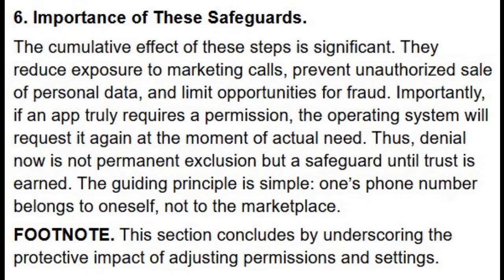6. Importance of these safeguards. The cumulative effect of these steps is significant. They reduce exposure to marketing calls, prevent unauthorized sale of personal data, and limit opportunities for fraud. Importantly, if an app truly requires a permission, the operating system will request it again at the moment of actual need. Thus, denial now is not permanent exclusion but a safeguard until trust is earned. The guiding principle is simple: one's phone number belongs to oneself, not to the marketplace. Footnote. This section concludes by underscoring the protective impact of adjusting permissions and settings.